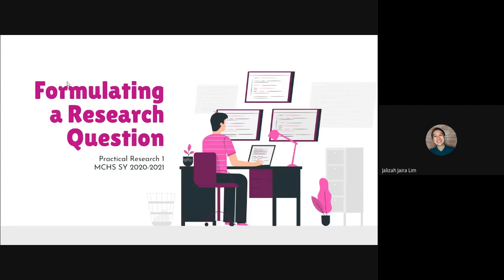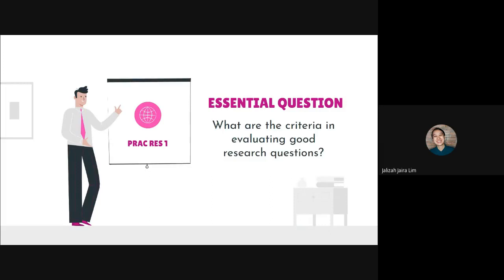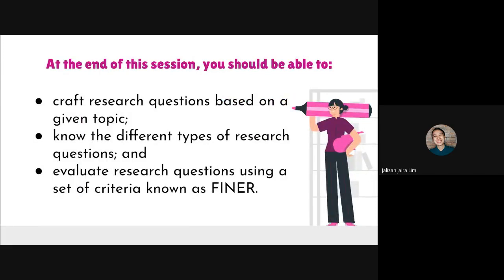So in this case, we are going to talk about formulating a research question, as this is in preparation of your performance task. Now, the essential question that we want to talk about here is: what are the criteria in evaluating good research questions? So at the end of the session, we should be able to think of ways to evaluate a good research question. These are the objectives for this particular short video.